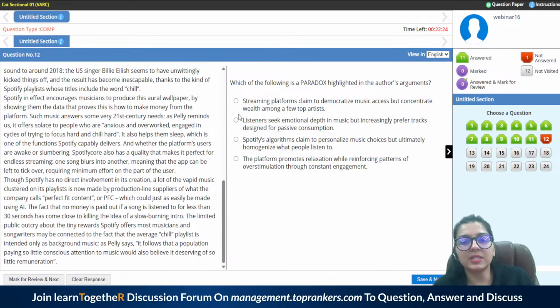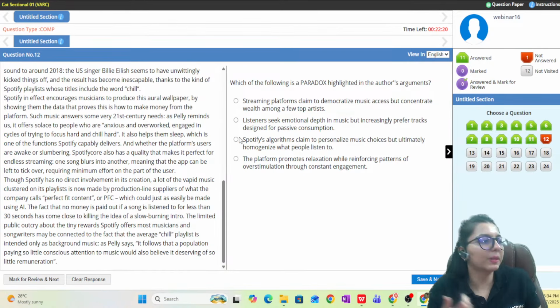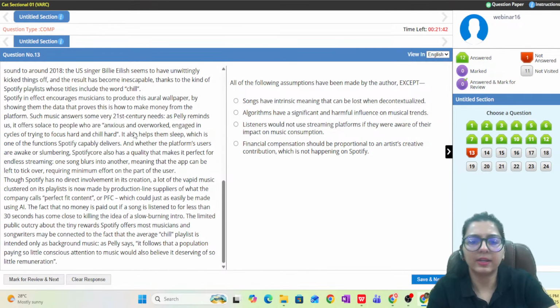Yes, of course, पर्सनलाइज करता है बट बार बार बजेगा या टॉप पे तो वही आएगा ना जो सबसे ज्यादा हिट है, जो सबसे ज्यादा प्ले करते हैं. बिल्कुल, तो पैराडॉक्स है. तो आप बोलते हो कि मुझे ये करना है पर फिर वो बोलते हैं कि आपको ये गाना मिलेगा बट नहीं मिल रहा है. The platform promotes relaxation while reinforcing patterns of overstimulation through constant engagement. No. So I think I have my answer right away.